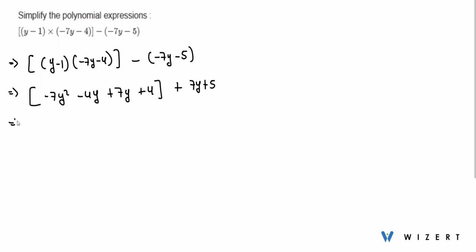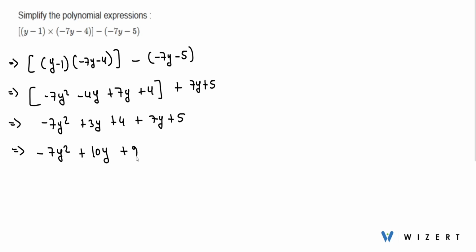Okay, so now we are going to remove this pair of brackets, so it will become minus 7y square, then minus 7y plus 4y... 7y minus 4y is 3y, and then we have plus 4, and the remaining two terms were 7y and plus 5. So ultimately we are going to get the answer: minus 7y square, 7y plus 3y will give us 10y, and 5 plus 4 will be equal to 9. So this will be our final required answer.